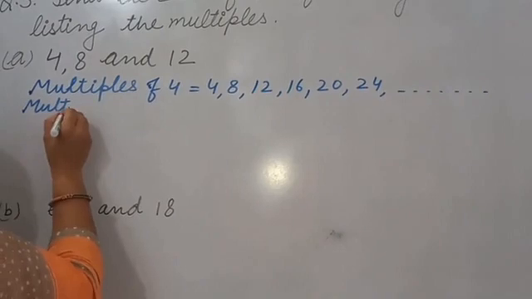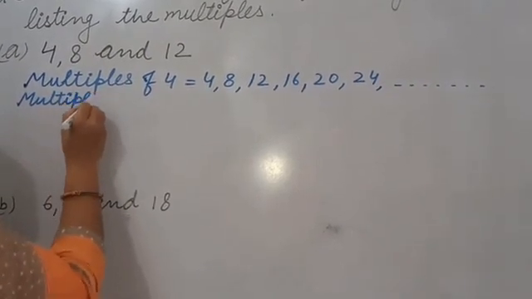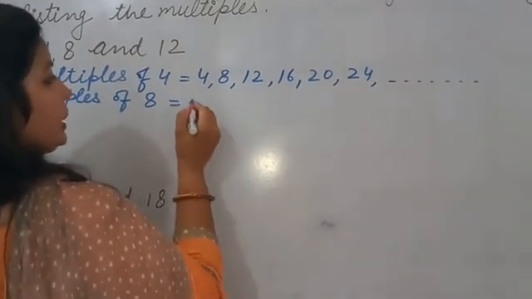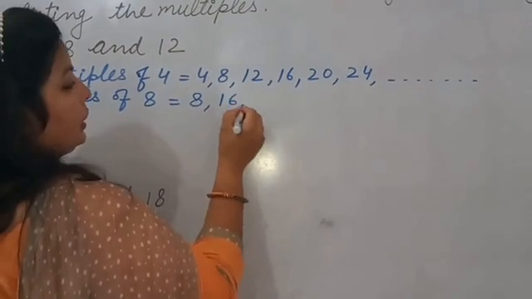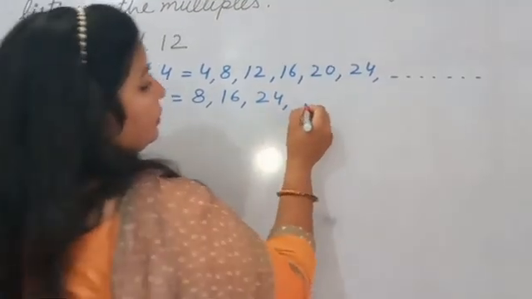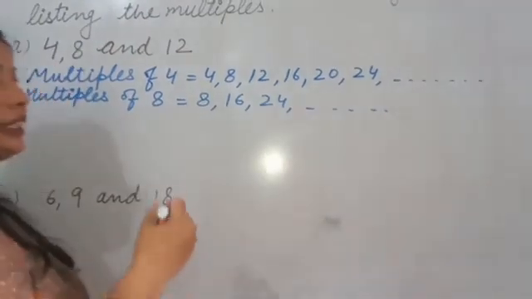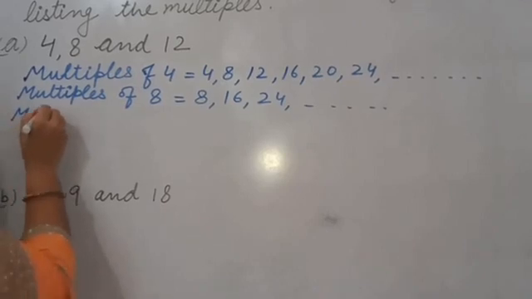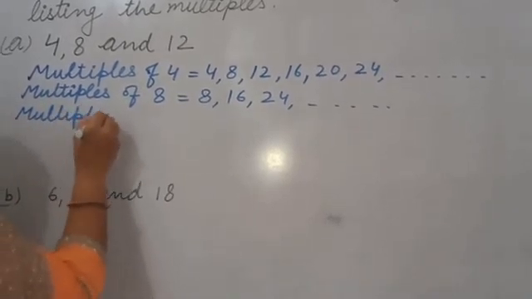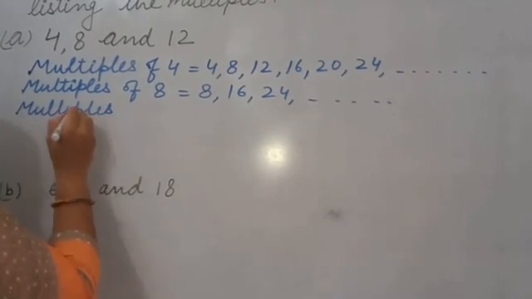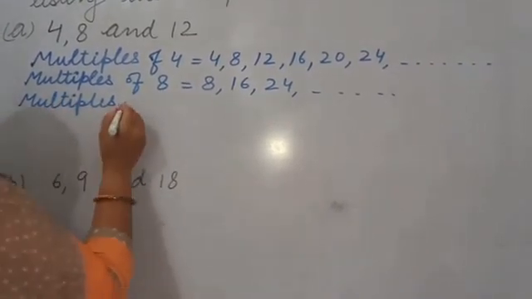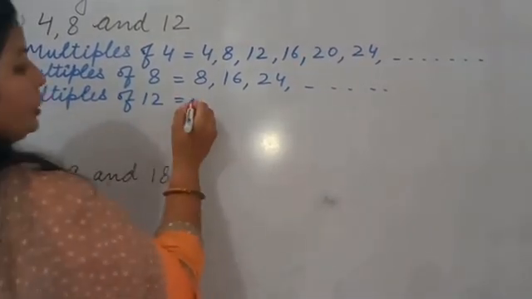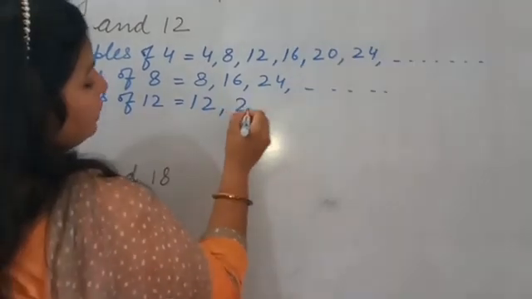Okay, multiples of 8. Now 8 1s are 8, 8 2s are 16, 8 3s are 24. Now the rest we can leave. If we require, then later on we can write. Okay. Now multiples of 12. 12 1s are 12, 12 2s are 24.